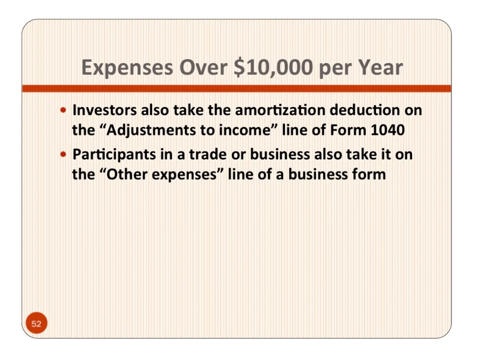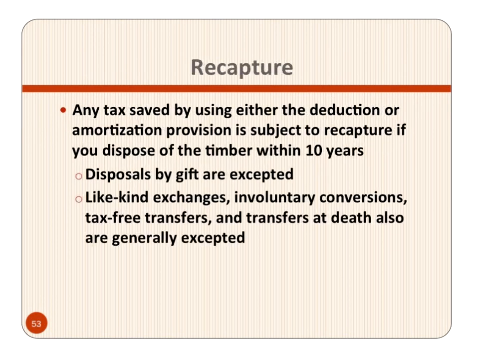Investors also take the amortization deduction on the adjustments to income line of Form 1040. Participants in a business also take it on the other expenses line of their Form 1040 Schedule C or F if they're a farmer. Any tax that you save by using either the deduction or the amortization provision is subject to recapture if you dispose of the timber within 8 years. There's an exception for disposals by gift, and there are also like-kind exchanges and involuntary conversions, tax-free transfers, and transfers at death are generally excepted.